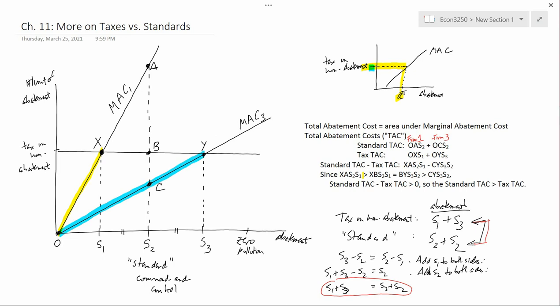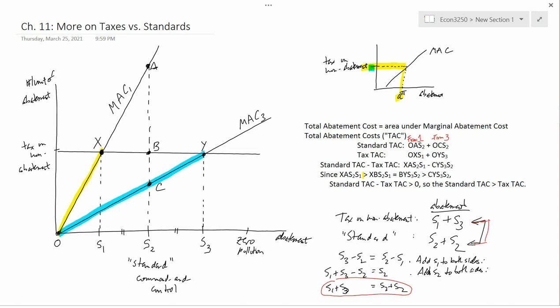You might ask, this doesn't seem fair. The area under OX seems to be, and I think it is, a lot smaller than the area under OY. Firm one, who's the quote-unquote dirty firm, the firm that finds it difficult to abate pollution, therefore under the tax gets by with paying very little money in abatement cost. Whereas firm three, which is the cleaner firm, the firm that finds abatement cheaper, ends up paying a lot more money than firm one does in abatement cost.